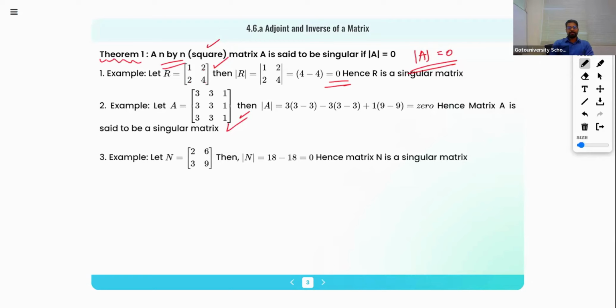Okay, another example, see, 2 9s are 18, minus 3 6s are 18. 18 minus 18 is 0. So it is very important to understand singularity of a matrix. If it is a singular matrix, what happens? What is the consequence? If it is a non-singular matrix, what is the consequence, or what is the significance of checking this singularity? We'll see in the next part.